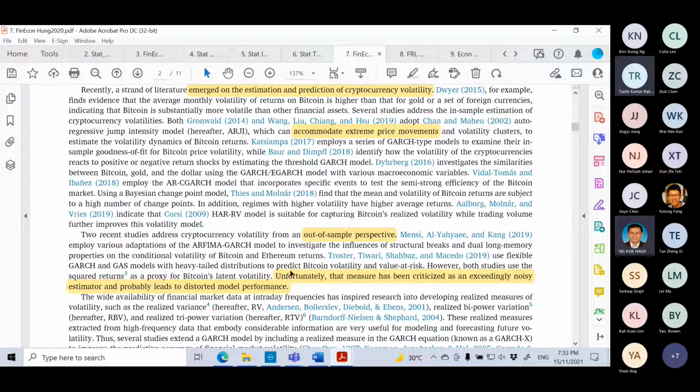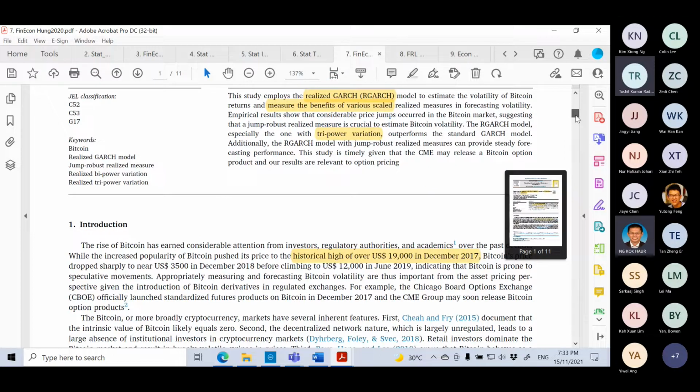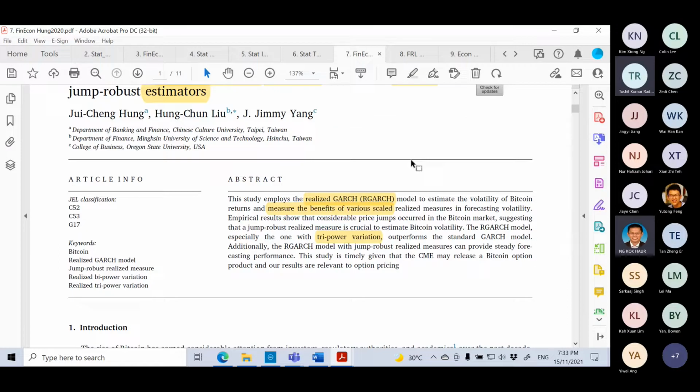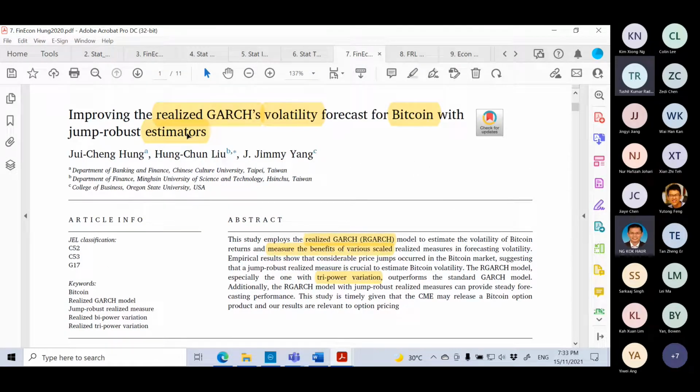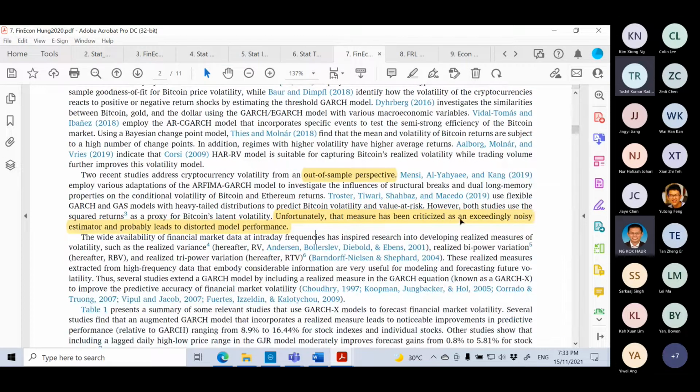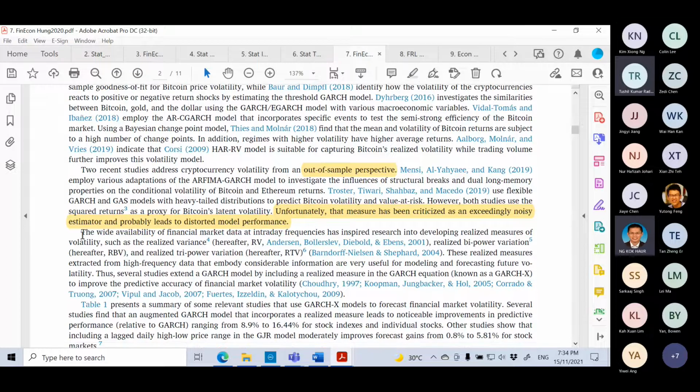For this particular paragraph, they will mention the measure here. They will mention what happens with jumps, because they say that they use a jump robust estimator. So of course they need to mention what happened with the previous estimator. So in this paragraph, they have mentioned that it is criticized as an existing noisy estimator, which affects the model performance. So in that case, they come in with why they need to use a jump robust estimator.